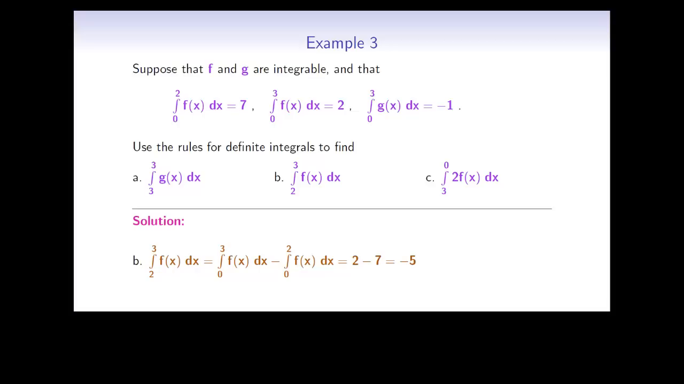Finally, in part C, we need to find the integral from 3 to 0 of 2 times f of x dx. Again, using some of the properties, we know that we can switch the bounds of integration and write it as an integral from 0 to 3, but then we need to introduce a negative sign. And we can also pull out the constant 2 and put it in front of the integral. So we get negative 2 times the integral from 0 to 3 of f of x dx. This is equal to negative 2 times 2 or negative 4.